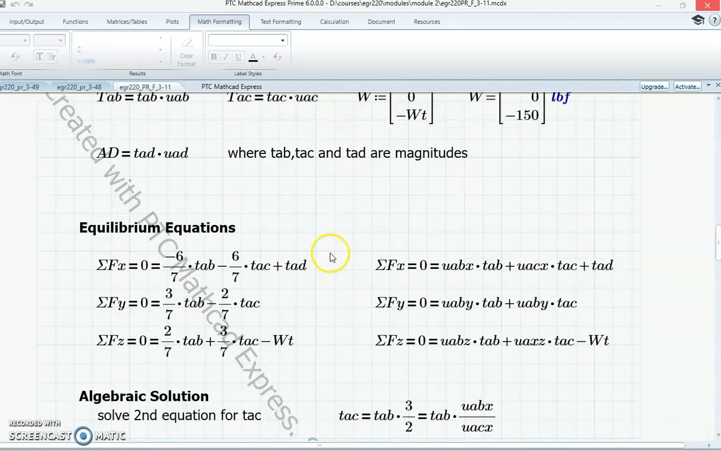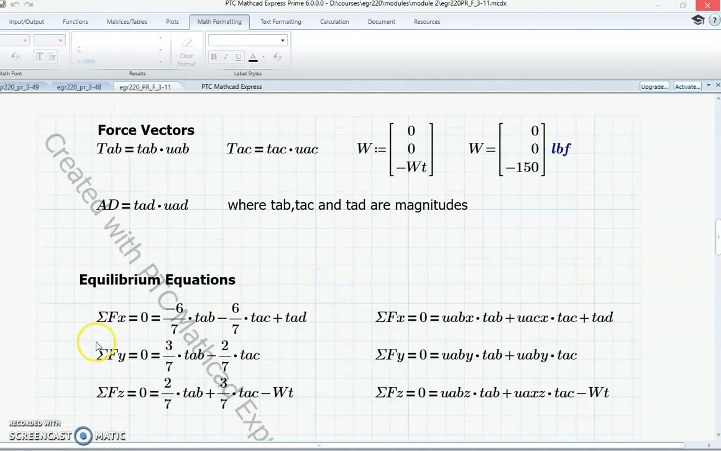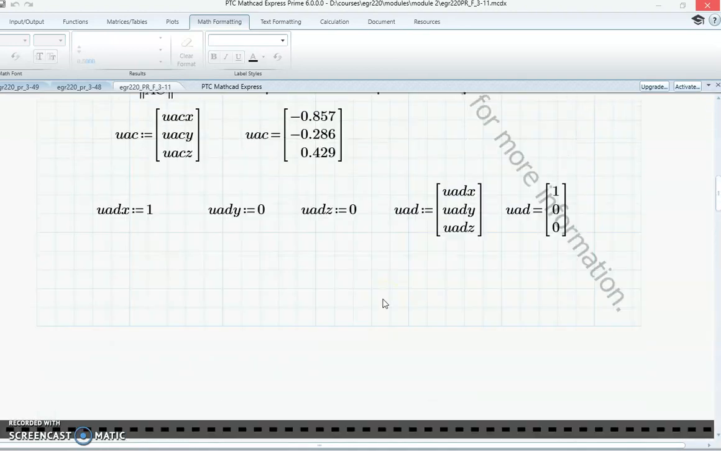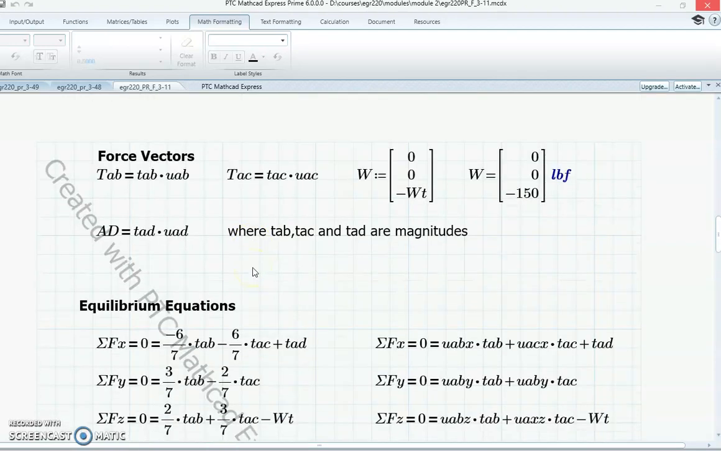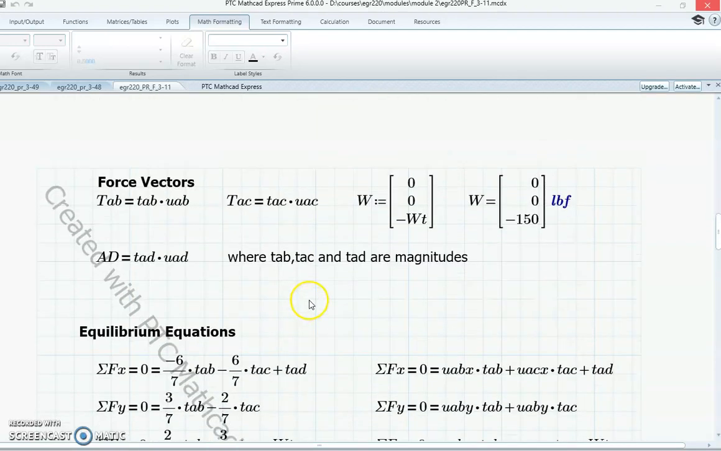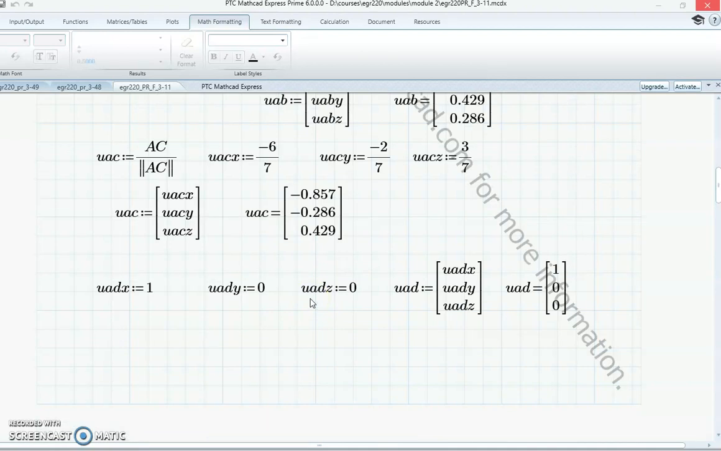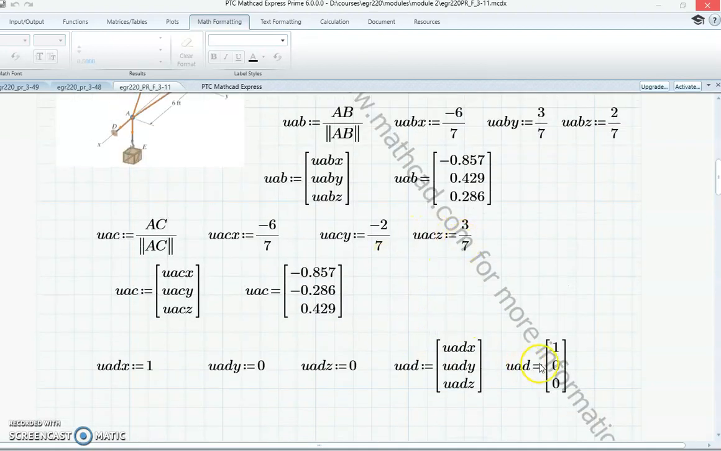And so then I'll pull all of those, I'll get the X parts of all of them. The sum of the forces in the X has to be 0. So that was minus 6 sevenths TAB, 6 sevenths TAC, and then TAD is all in the X direction. So there's TAD right there.